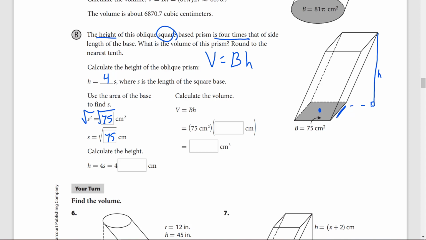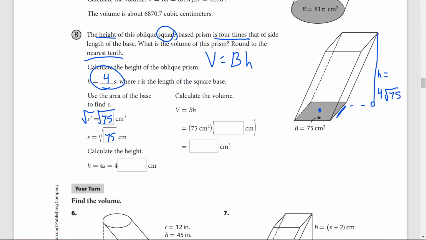That's going to keep it fairly consistent. They did ask us to round to the nearest tenth. Square root of 75 is an exact number. So if our height is 4 times our side length, then our height is 4 times the square root of 75.